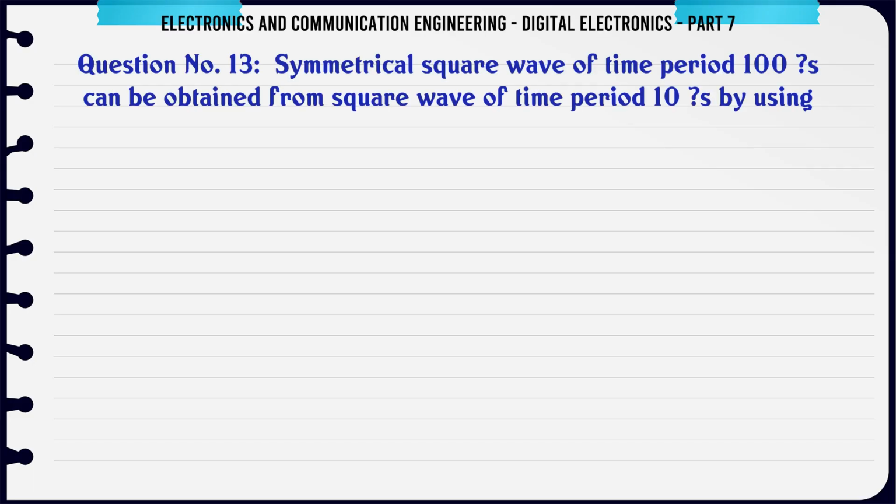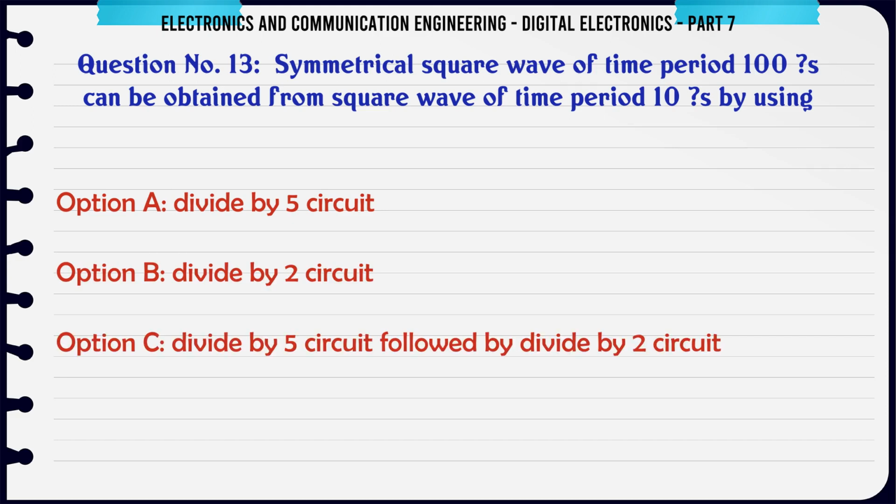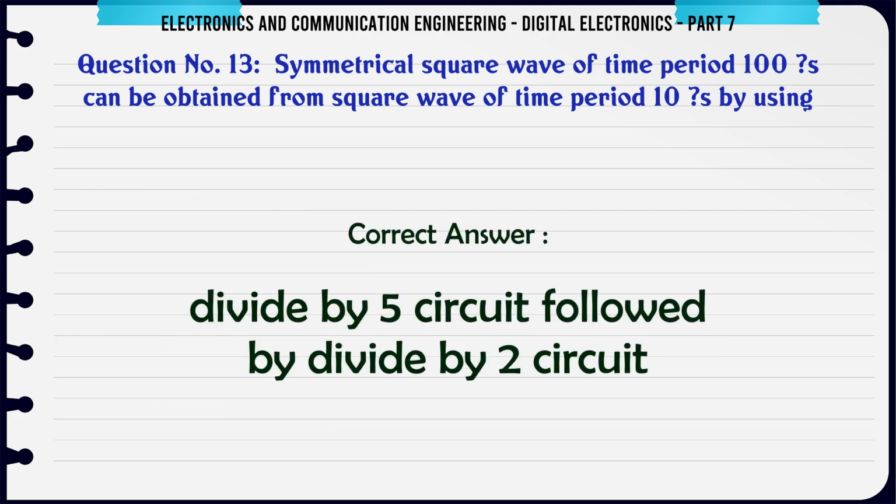A symmetrical square wave of time period 100s can be obtained from a square wave of time period 10s by using: A. Divide by 5 circuit, B. Divide by 2 circuit, C. Divide by 5 circuit followed by divide by 2 circuit, D. BCD counter. The correct answer is divide by 5 circuit followed by divide by 2 circuit.